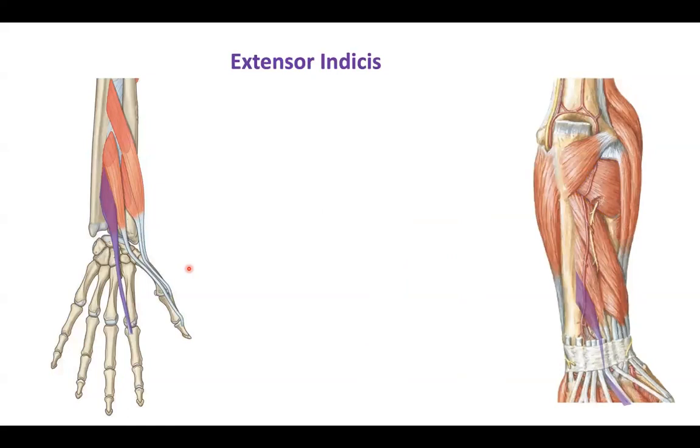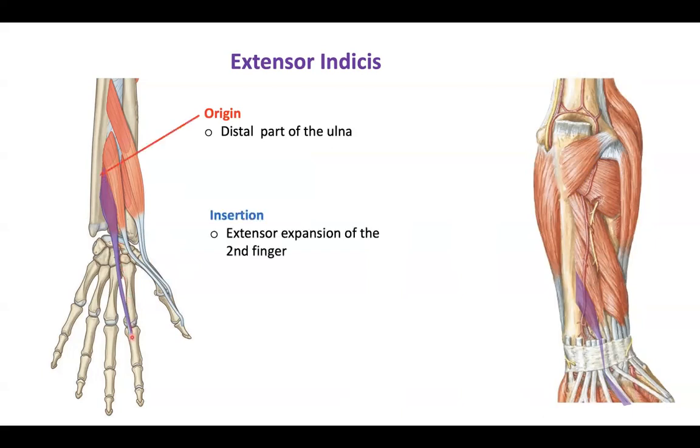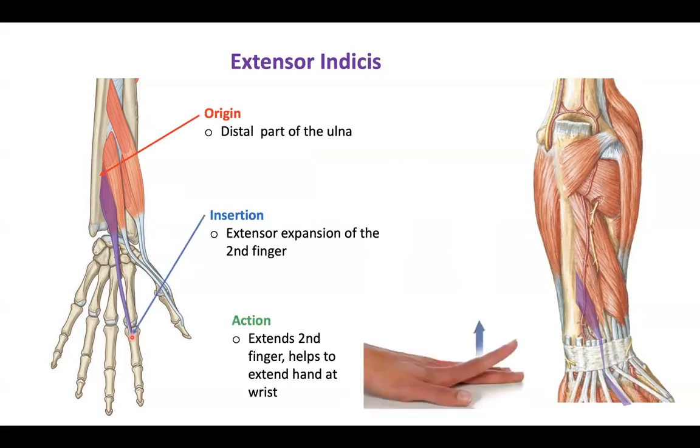The other muscle in the deep layer is extensor indicis muscle. So indicis stands for index finger. So this muscle acts on the index finger. It originates from the distal part of ulna and is inserted into the extensor expansion of index finger. So its main action is extension of index finger.